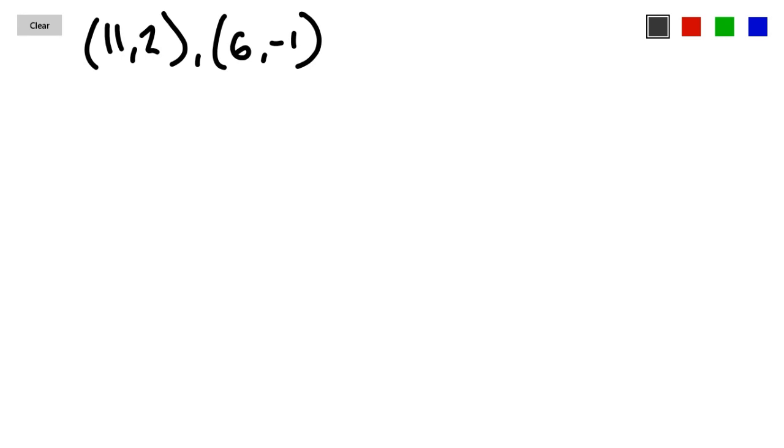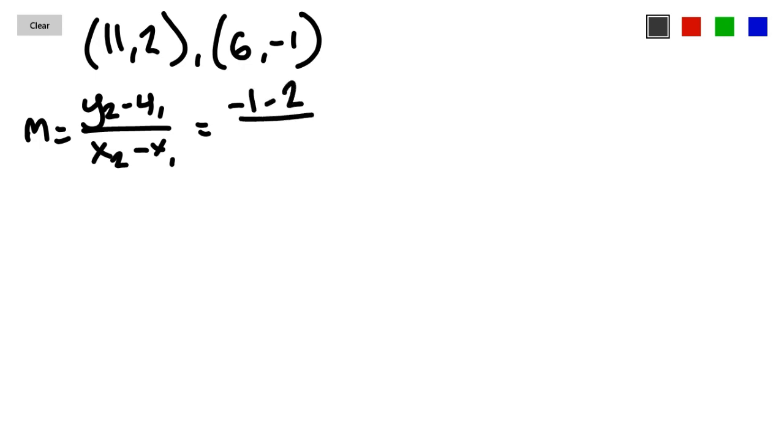All right, the last example on this topic, I've got 2 points, which means that I can find the slope. Slope is rise over run, so I've got y2 minus y1 divided by x2 minus x1. And in this case, it's going to be negative 1 minus 2 divided by 6 minus 11. And when you work out the math, I have a negative 3 on top, I've got a negative 5 on the bottom, which is just 3 over 5. There we go. 3 over 5 is our slope.